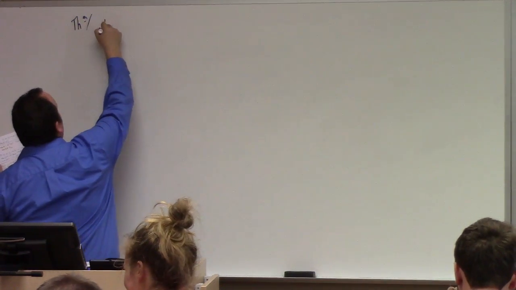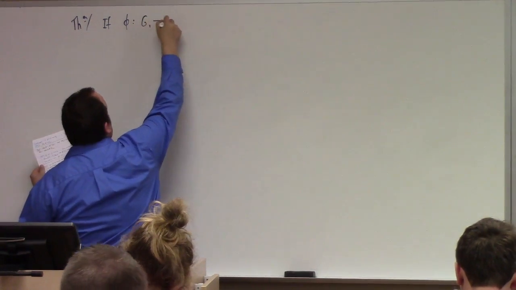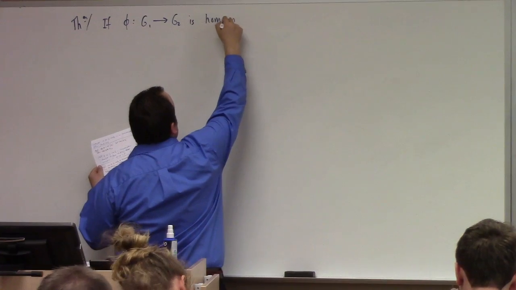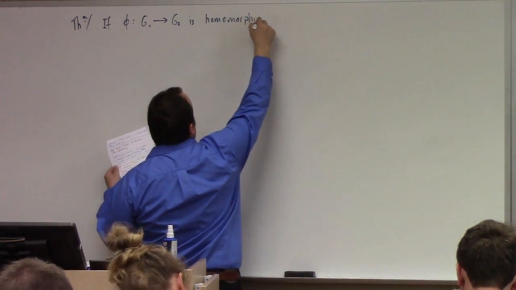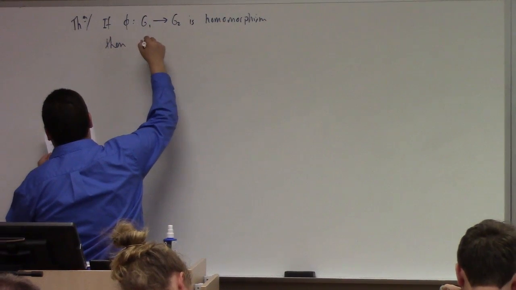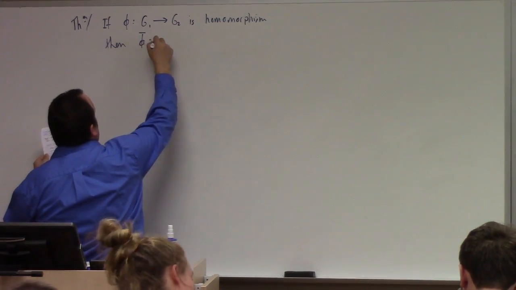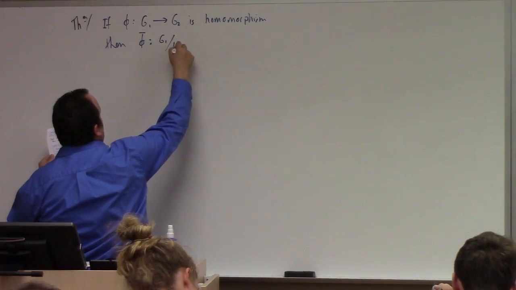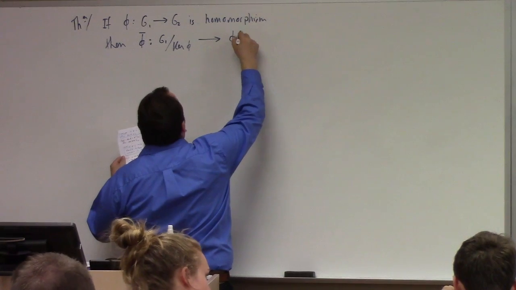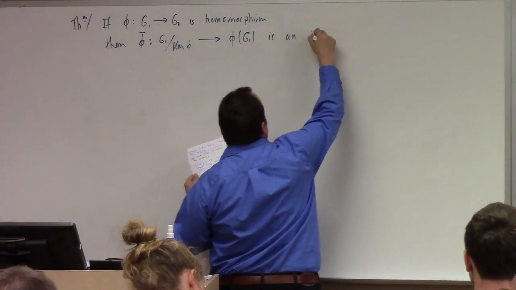Theorem: if phi from G1 to G2 is a homomorphism, then phi bar, which is a mapping from G1 mod the kernel of phi to the image under phi of G1, is an isomorphism.